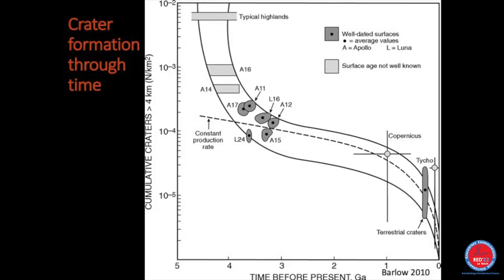In the past, the crater formation rate was much higher than it is right now, luckily for us. So here you can see the time before present. We are here right now. Here is the cumulative number of craters in the past. This plot was made mostly based on the Apollo era rocks and excavations. So we can see here that in the past the rate was many times higher than it is right now.